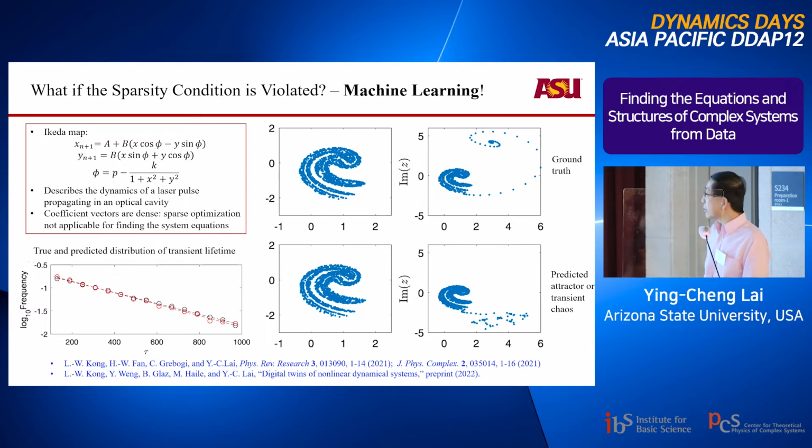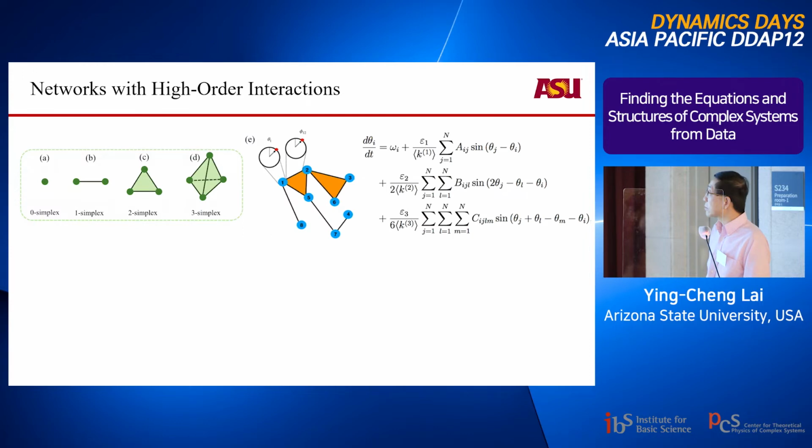Now I'm going to switch gears a little bit to talk about networks with high order interaction. This is more recent work we did, and basically, Professor Strogatz has already mentioned this very briefly. But let me say, this one node by itself is called a 0 simplex. If we are talking about a regular link, it's called a 1 simplex. But if we talk about 3-body interaction, this is called a 2 simplex, and so on.